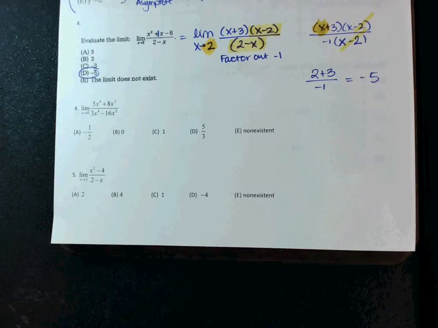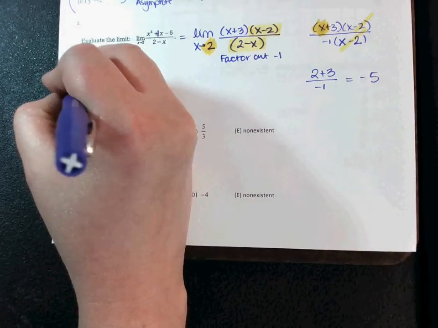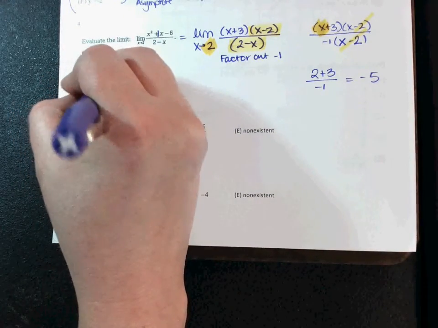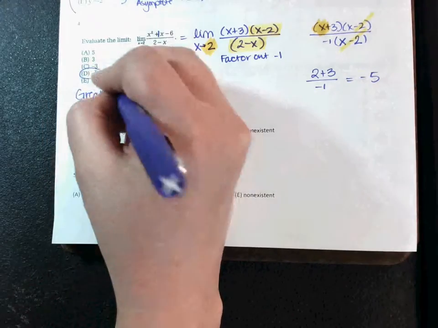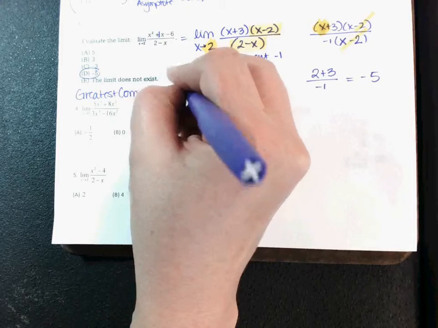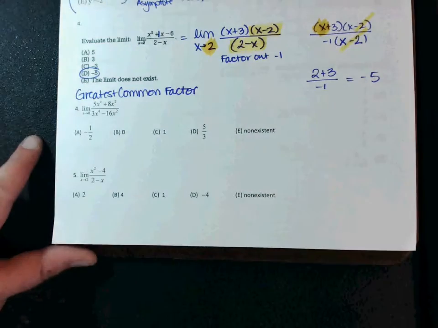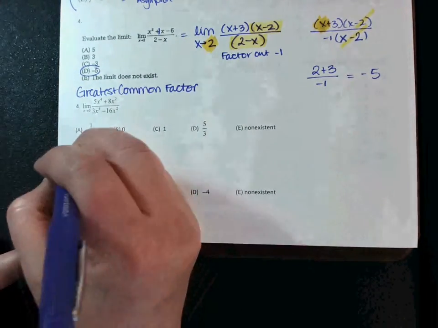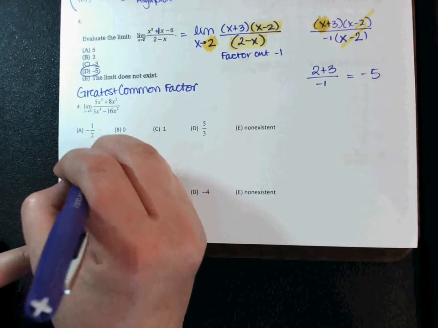Alright, 2 more left. How are you going to factor number 4? That's only if x is going to infinity. You're approaching 0. It's the greatest common factor. And then in number 5, there's another special type of factoring. You remember difference of squares? Okay, so do those 2 and then we'll turn the page.